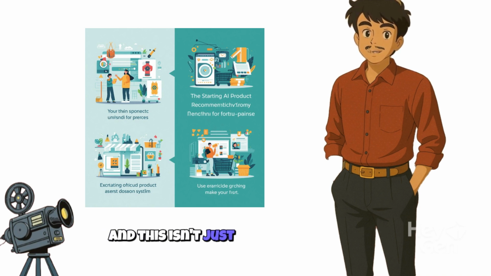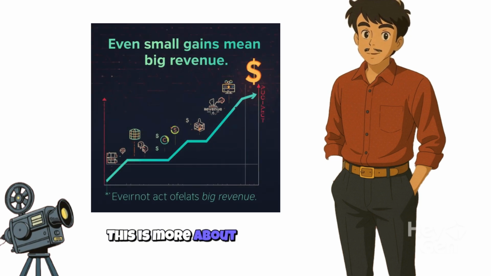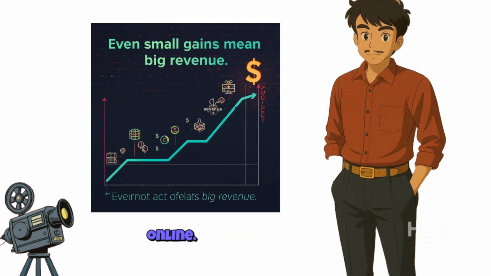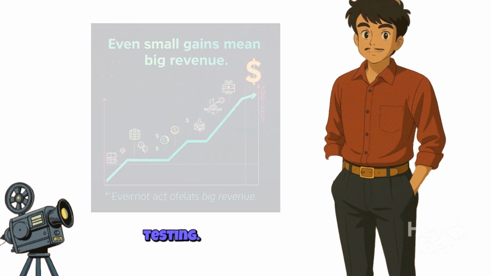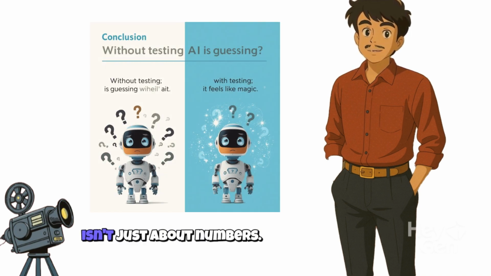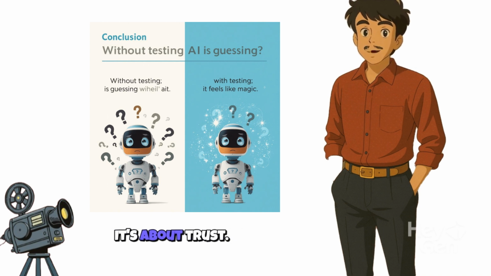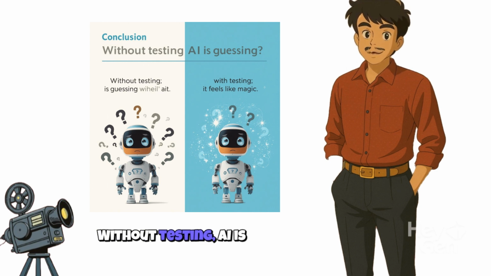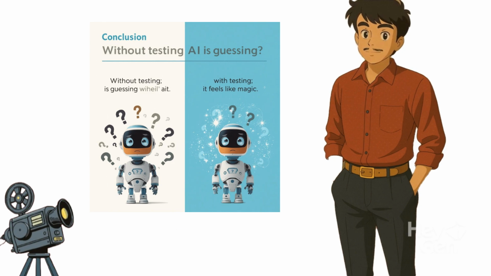And this isn't just about accuracy, this is more about impact, because an algorithm that's 2% more accurate offline might generate millions of dollars more revenue online. That's the power of testing. In the end, testing isn't just about numbers, it's about trust. We test so that when AI says this is the next thing you will love, we can believe it. Without testing, AI is just guessing, and with testing, it feels like magic.